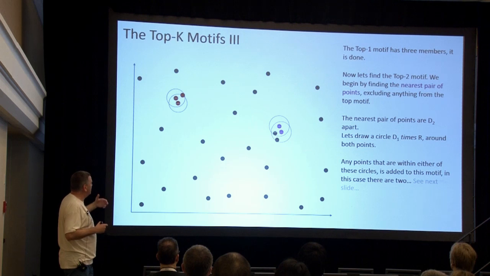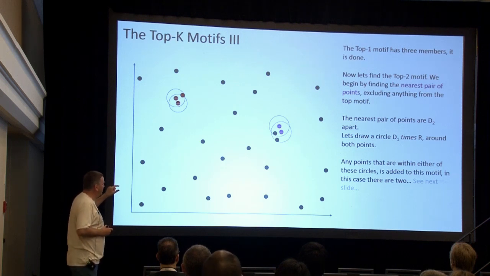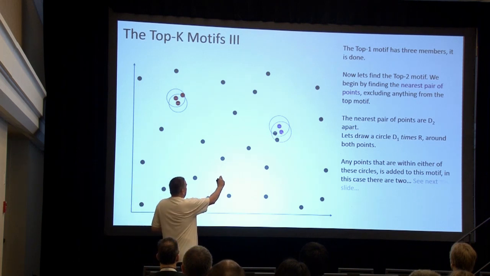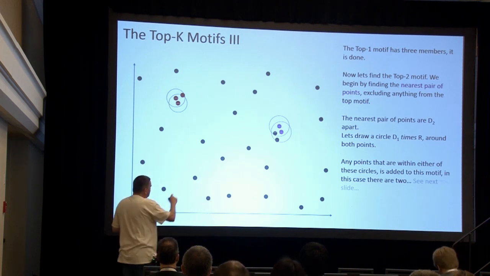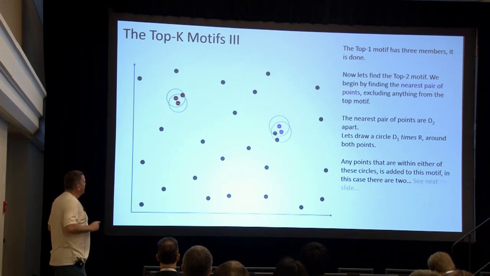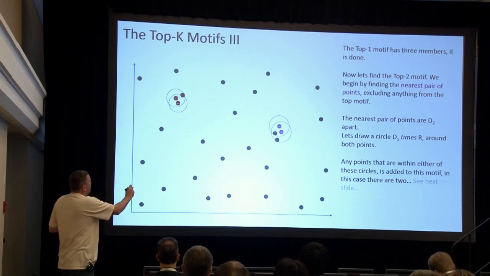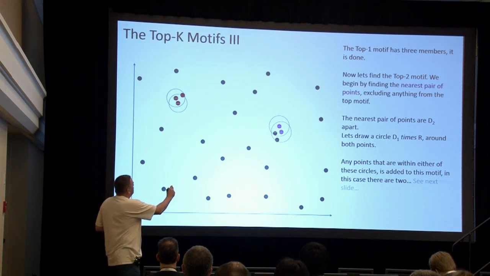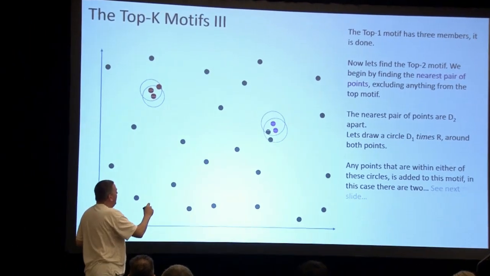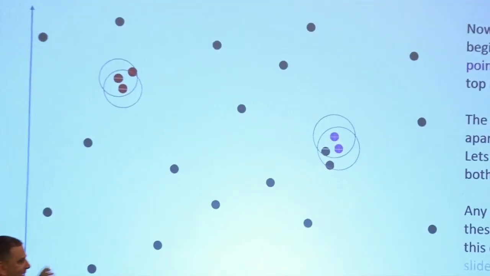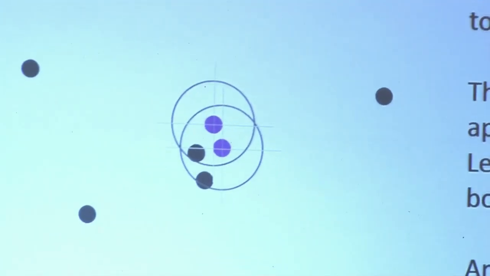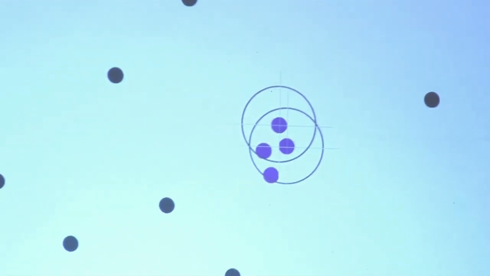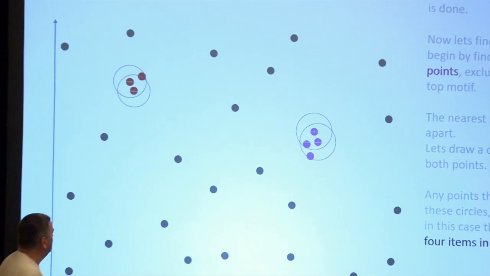Then I find the second best pair, the second closest pair, which I can do very quickly with the matrix profile, which corresponds to those two pink objects here. I measure that distance, multiply it by R, and draw a circle around both of these in n-dimensional space. This time I find two things fit in here, this guy and this guy. And so these four things are now part of the secondary motif. And of course, I can simply do this until I'm exhausted. So in this case, I probably would stop here.